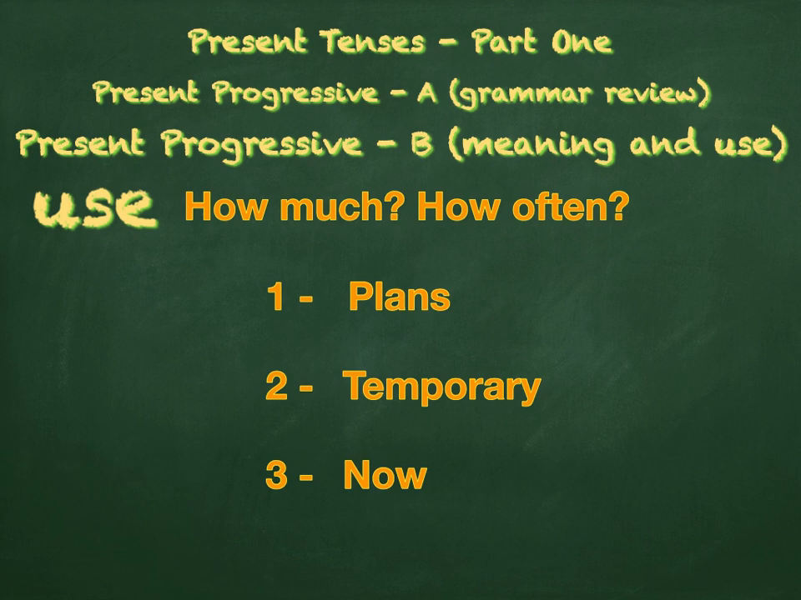This is a key point about this lesson. Plans, what I'm doing tonight, what we are doing this weekend, etc., are the most useful. This is the most useful way to use the present progressive tense.